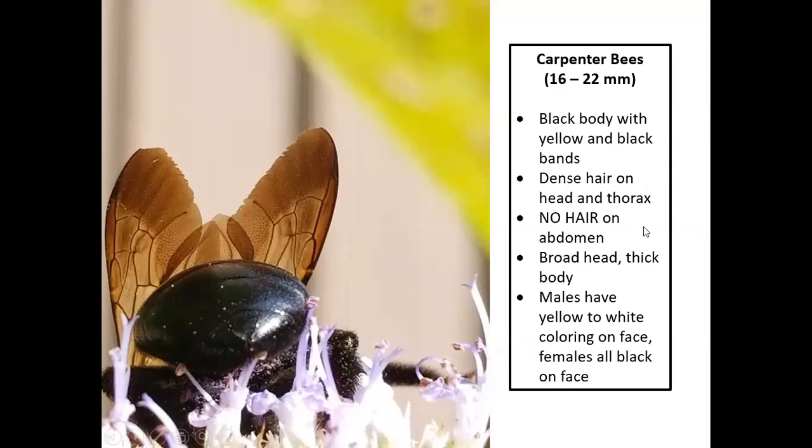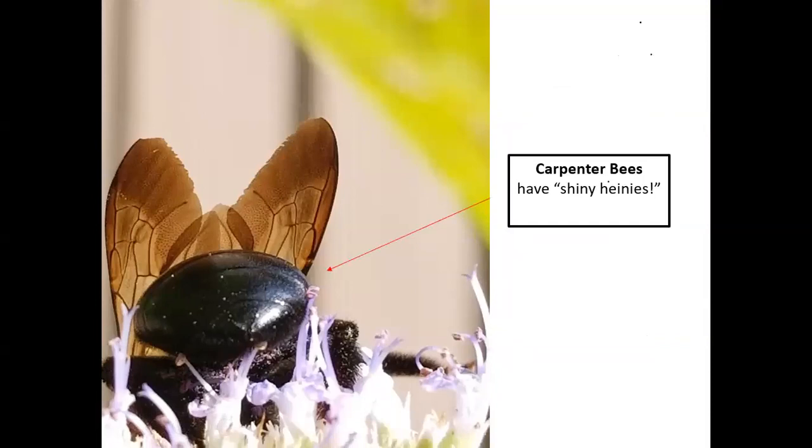It also has a broad head, which has some sexual dimorphism with the coloration. You have yellow and white coloring on the face, and the females have all black on the face. So again, the big thing with the carpenter bees is that they have the shiny hiney.